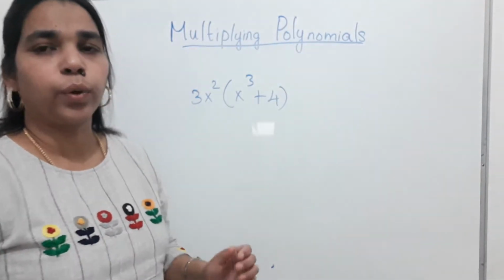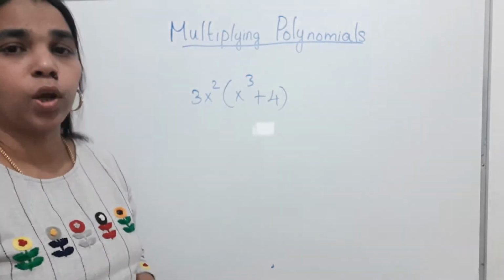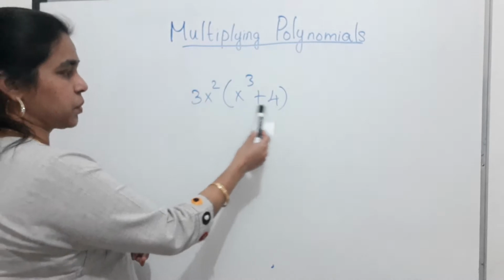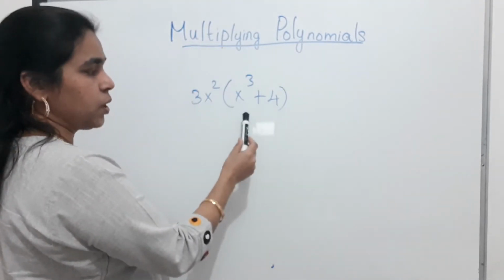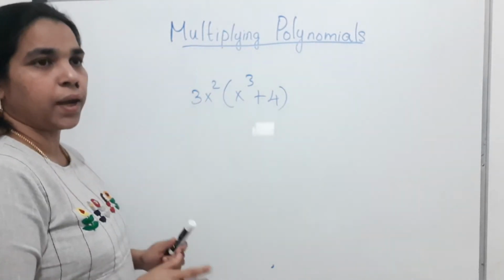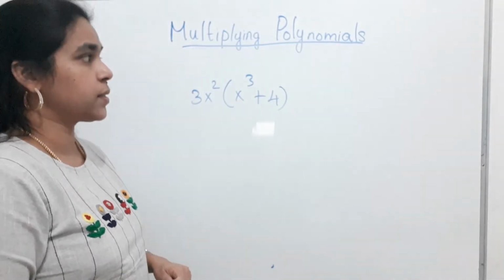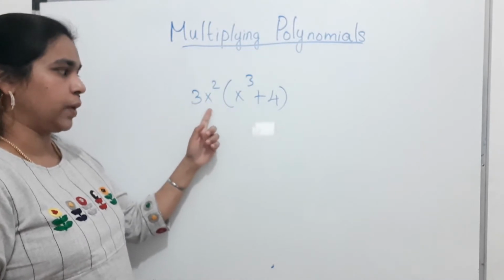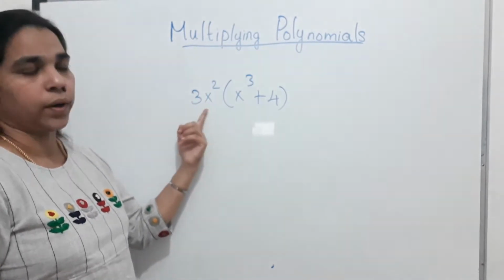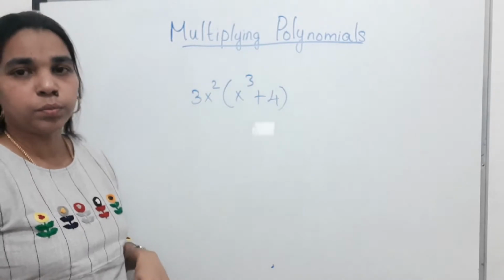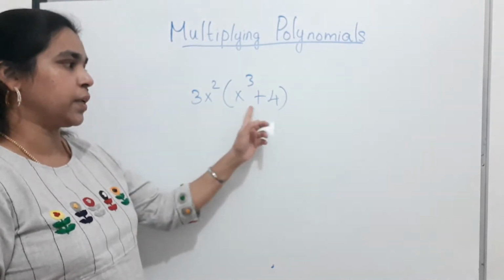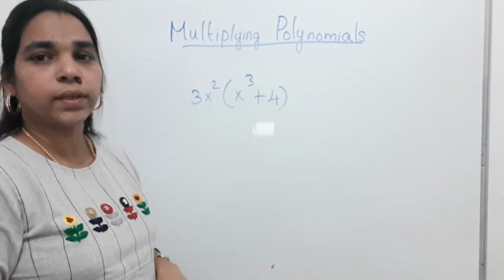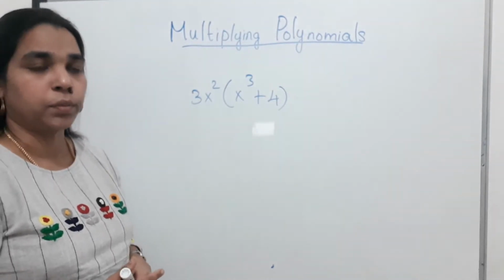In this video, we are going to see about multiplying polynomials. What is a polynomial? Polynomial means some terms. This one is having two terms, and the terms are separated by plus or minus signs. That is called a polynomial. If there is only one term, like this 3x squared, that is called a monomial. If it is having two terms, then you can call it a binomial. Three terms means trinomial, and more than three terms means you can call it a polynomial.